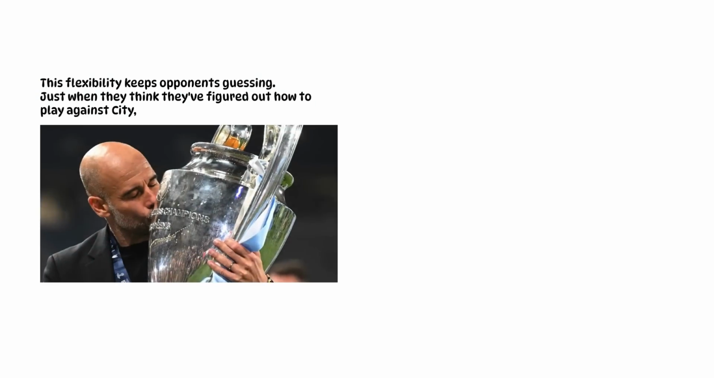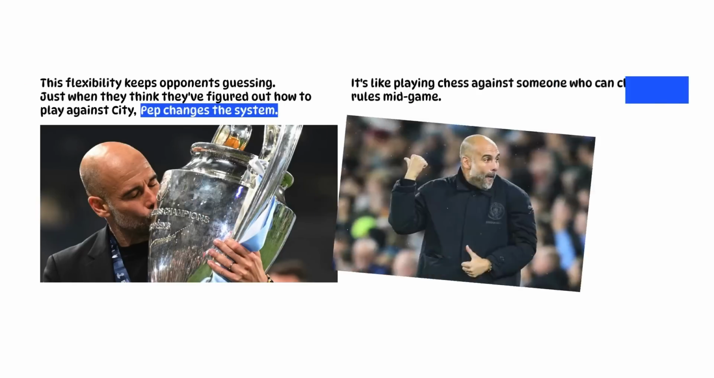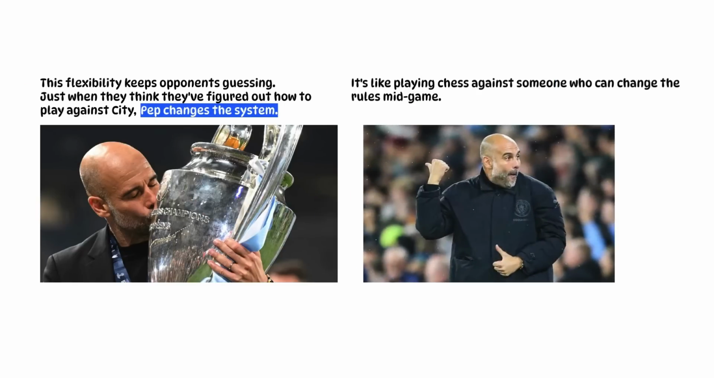This flexibility keeps opponents guessing. Just when they think they've figured out how to play against City, Pep changes the system. It's like playing chess against someone who can change the rules mid-game. How do you prepare for that?